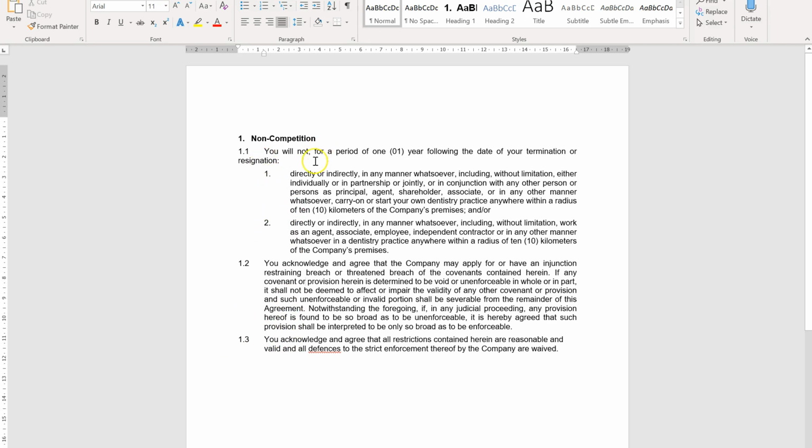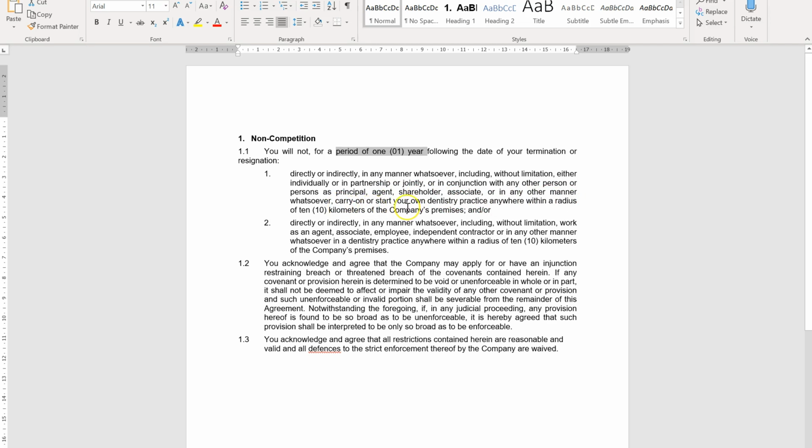So here's a clause: you will not, for a period of 1 year. So the temporal limit here is 1 year, following the date of your termination or resignation. So it covers termination, dismissal with cause, without cause, or resignation. So in any circumstances, the time period is 1 year. What is it that you are not allowed to do as an employee? Directly or indirectly. Keywords, right? In any manner whatsoever, including without limitation, either individually or in partnership or jointly or in conjunction with any other person or persons, as principal, agent, shareholder, associate, or in any other manner whatsoever.